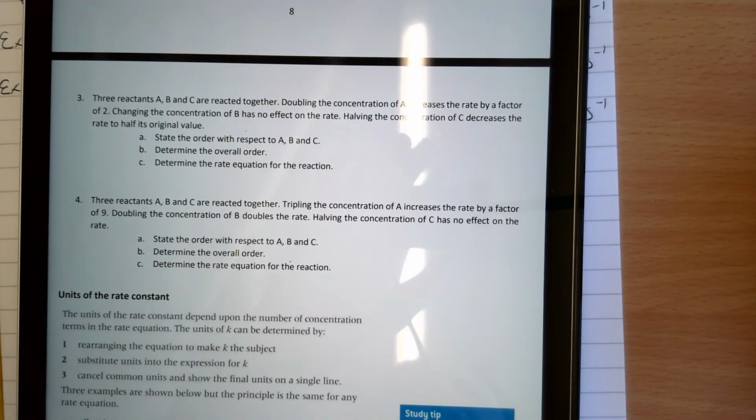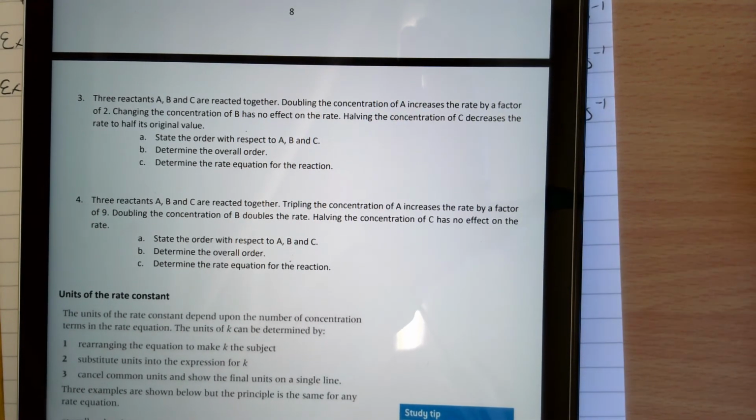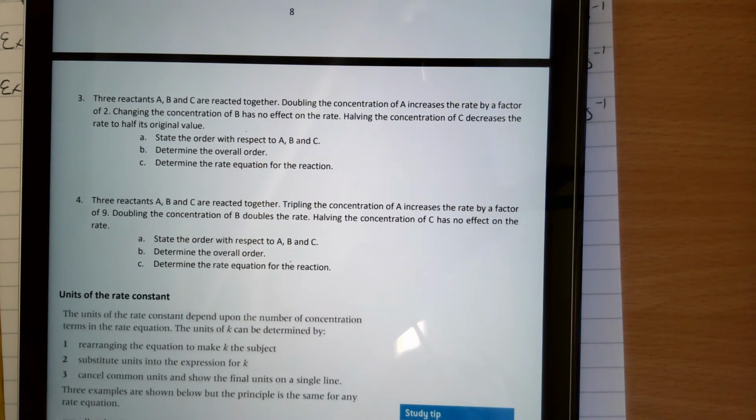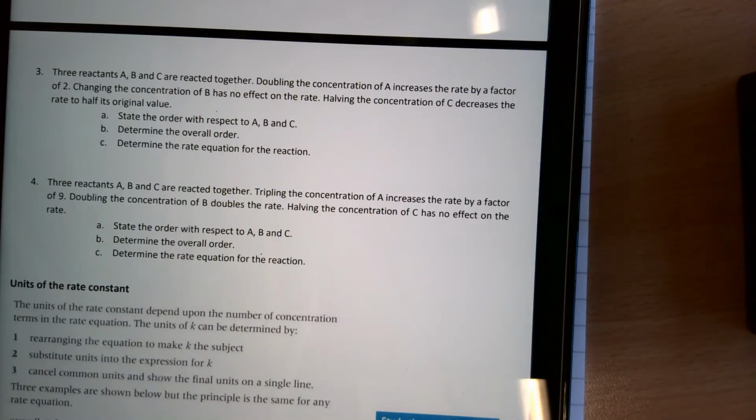So if we have a look here, just pause that there and have a go at 3 and have a go at 4, and then I'm going to run through the answers. Okay, so I'm going to run through these answers.